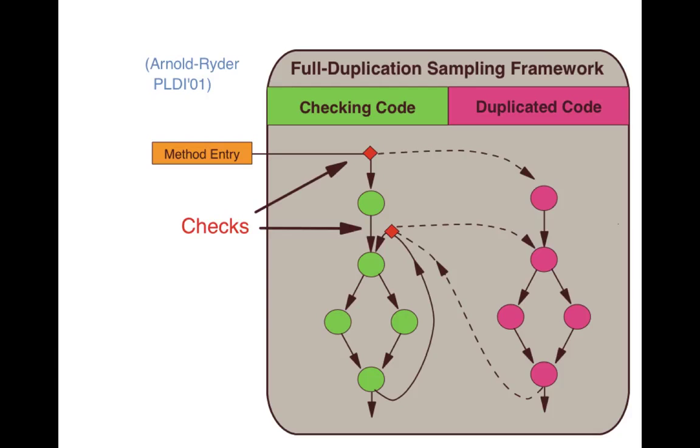So the checking code every so often will cause the control to transfer to the duplicated code. We'll make a single pass through the duplicated code. The checking code will cause us to jump to the duplicated code where the instrumentation is. We'll make one pass through the instrumented code, and then we'll jump back to the checking code. And this way we can get a sample of the hot methods and actually do very fine grained instrumentation with very low overhead.